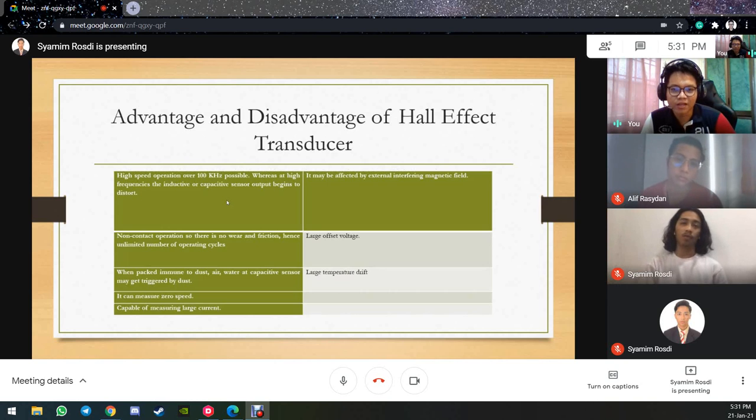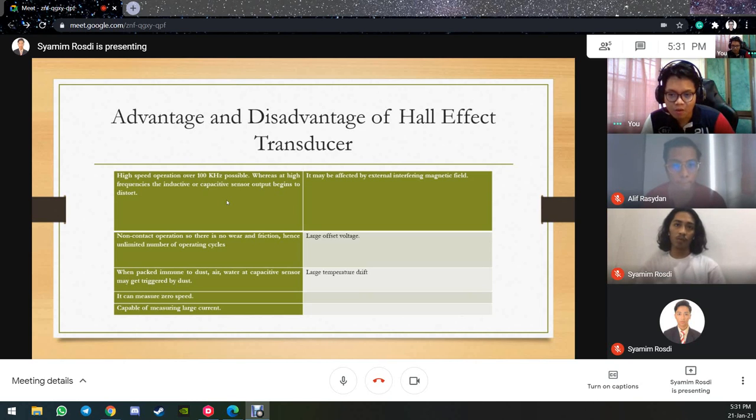Next, the advantages of the Hall effect transducer. Advantage number 1: high speed operation, over 100 kHz is possible, whereas at high frequency the output of inductive or capacitive sensors begins to degrade. Advantage number 2: non-contact operation, so there is no wear or friction, hence an unlimited number of operation cycles.